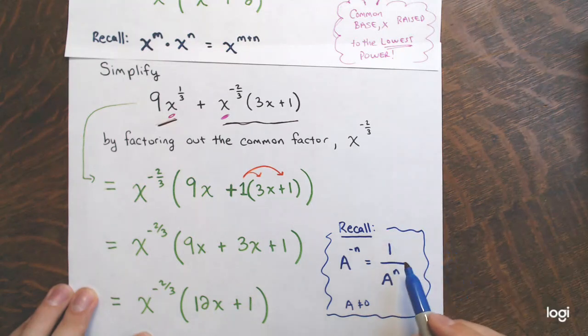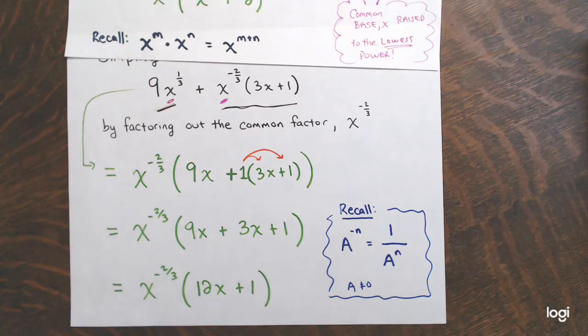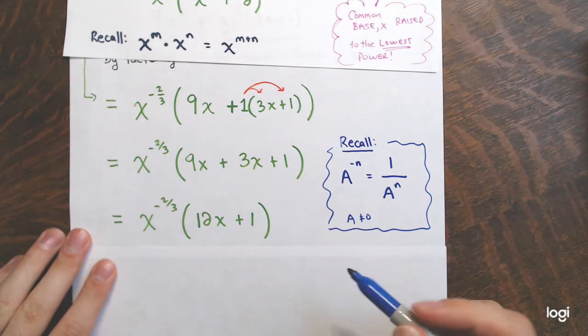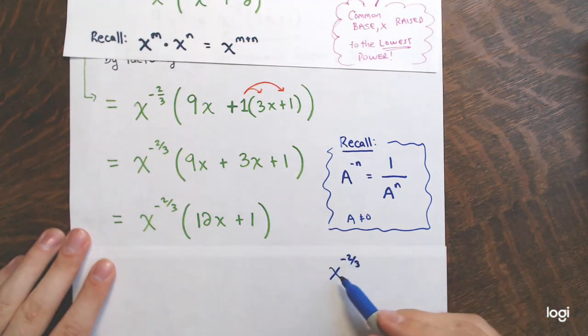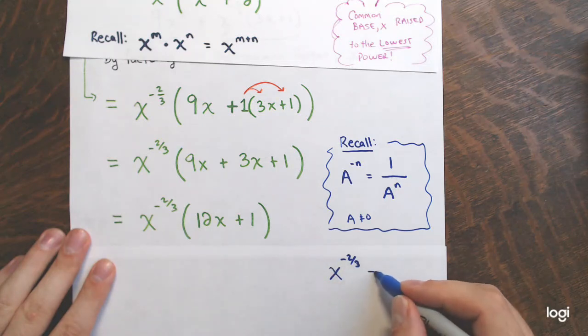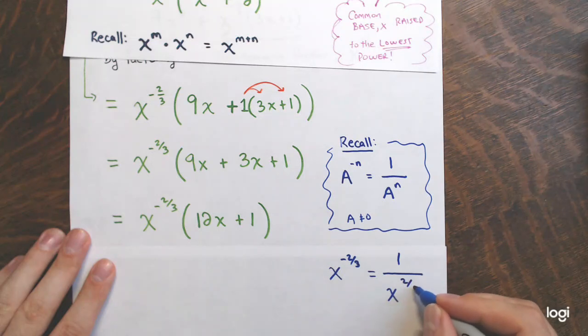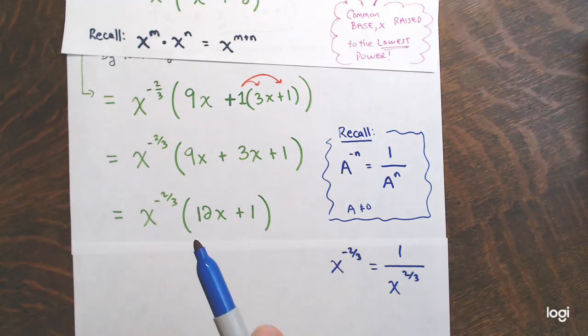So I can use this property here. When I see x to the negative 2/3 power, I'll write this off to the side. This is just 1 divided by x to the positive 2/3. It's just the reciprocal of x to the positive 2/3. So all that does is it puts x to the positive 2/3 in the denominator. You see that here, right? Numerator 1, denominator x to the 2/3.